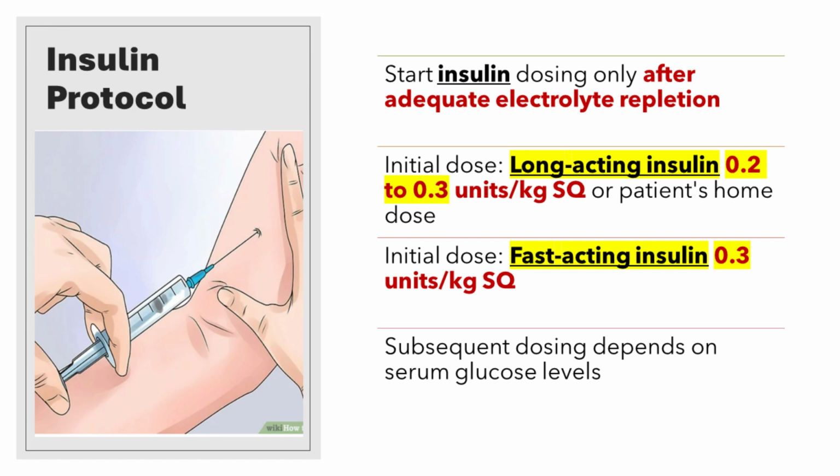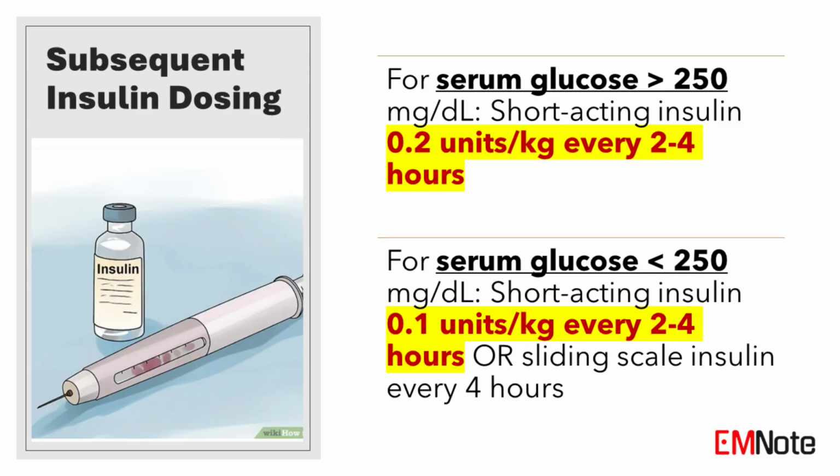Insulin protocol. The subcutaneous insulin protocol for DKA management typically involves a combination of long-acting and fast-acting insulin. 1. Initial dosing. Long-acting insulin: 0.2 to 0.3 units per kilogram subcutaneous, or the patient's home dose if known. Fast-acting insulin: 0.3 units per kilogram subcutaneous. 2. Subsequent dosing. For serum glucose greater than 250 milligrams per deciliter, short-acting insulin 0.2 units per kilogram every 2 to 4 hours.